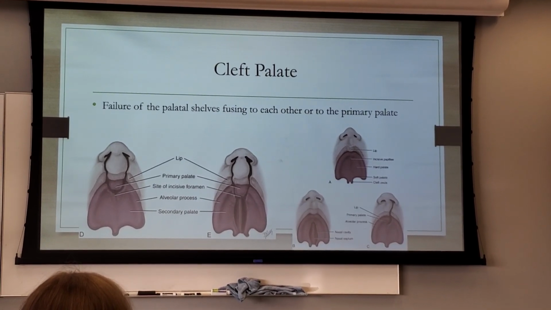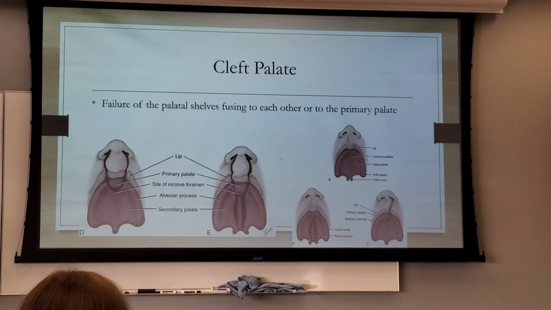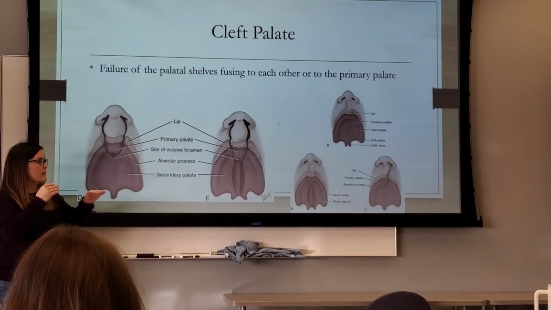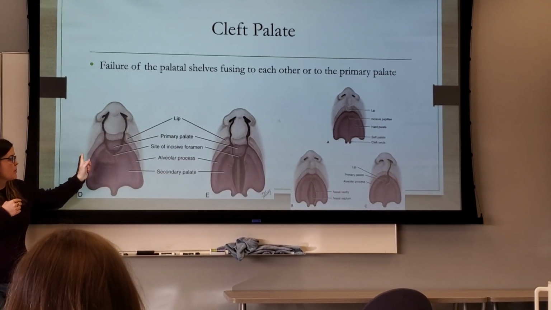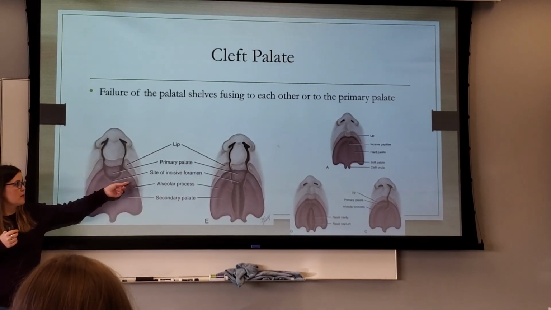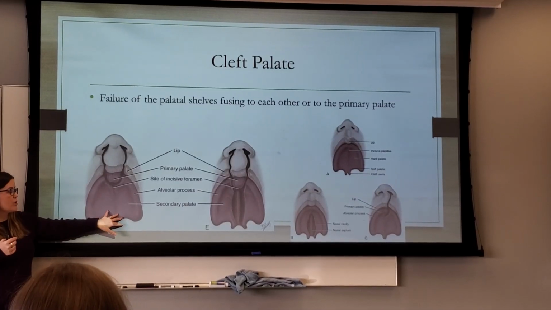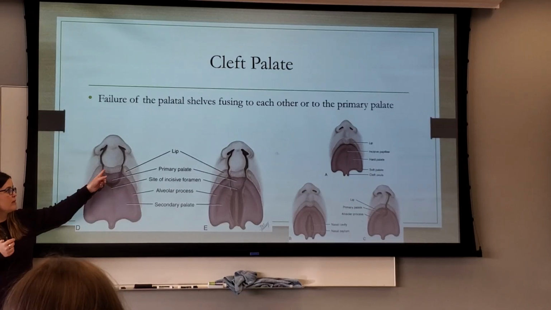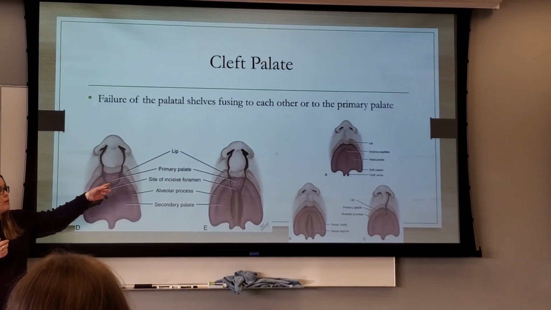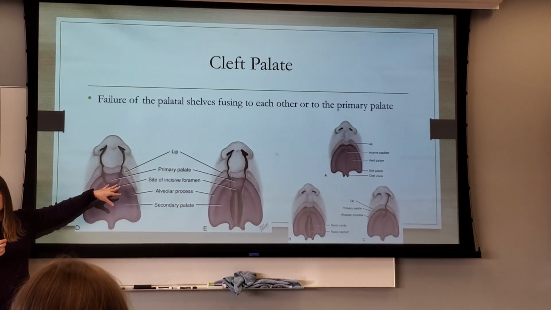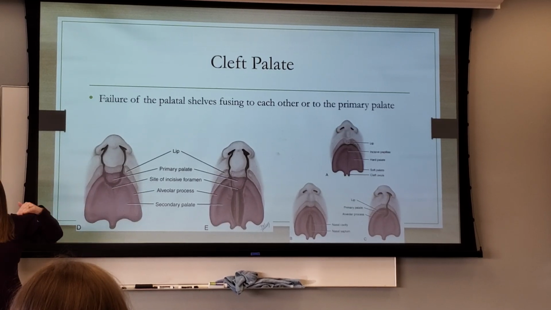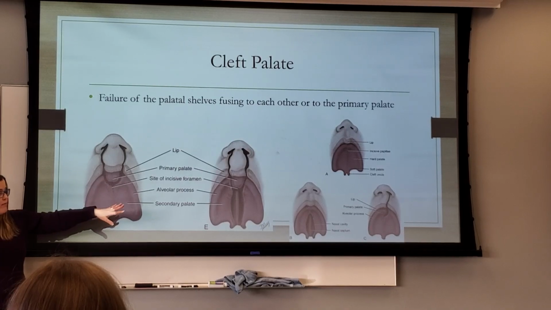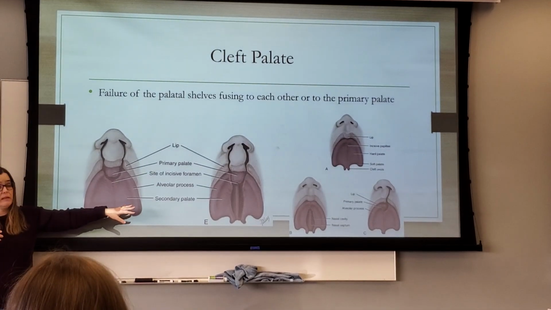Okay, so failure of the palatal shelves to fuse to each other or to the primary palate is when we start getting into cleft palates. That flipping of the palates is going to happen, and it's going to start coming together, but if they don't come together and fuse, remember our primary palate is this top portion here, our secondary palate is the back portion. If we don't have fusion with the primary palate, we sometimes will get a cleft lip and/or cleft palate, because it's not fusing with that primary palate. Or we have failure of fusion of our primary and secondary palate.